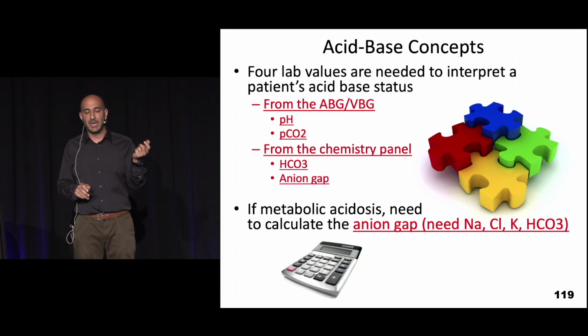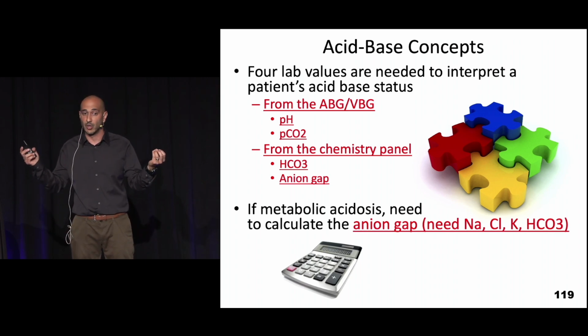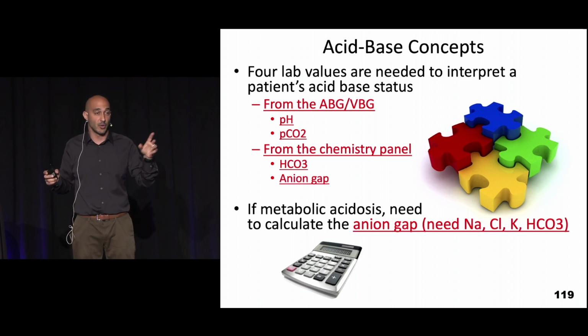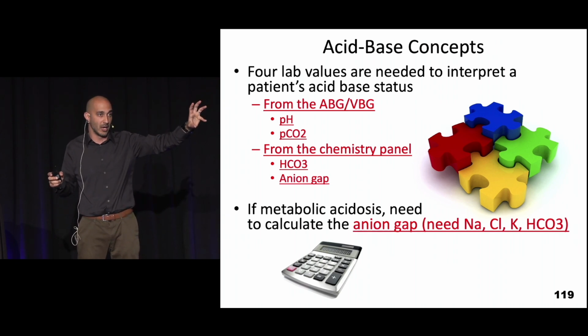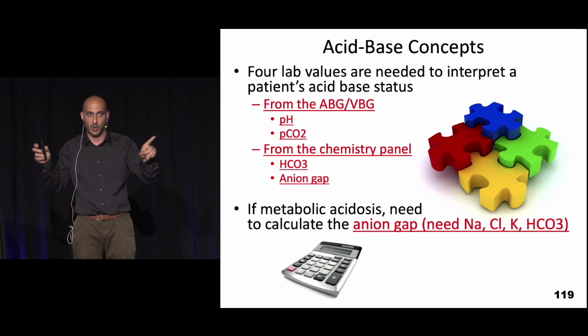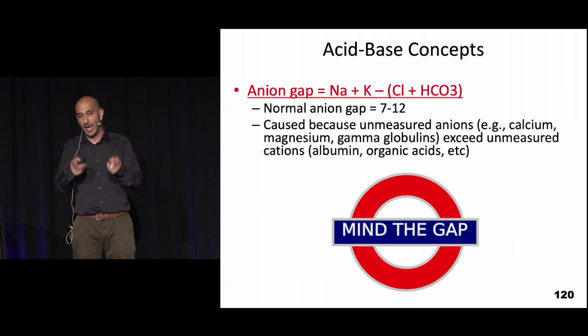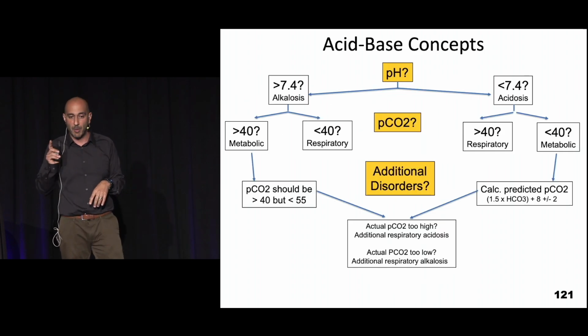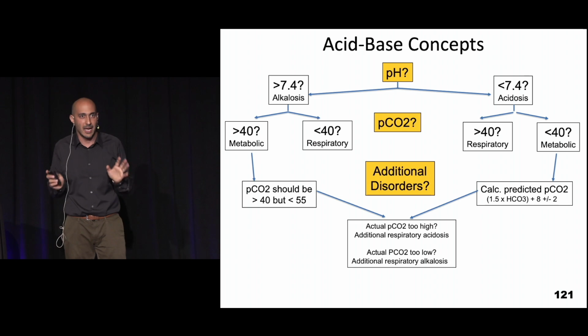Okay, from the ABG and VBG, you're going to want to look at the pH and the PCO2. From your chem panel, you're going to look at the bicarb and the anion gap. The PCO2 tells you what's going on in the lungs, the bicarb is telling you what's going on in the kidneys, and the pH is telling you which way you're going, acidosis or alkalosis. You have to know how to calculate an anion gap, so memorize this. And we're going to rip through an approach to how to do this.